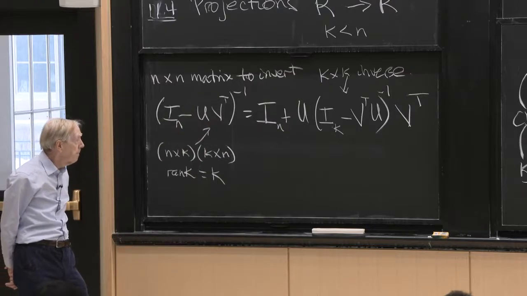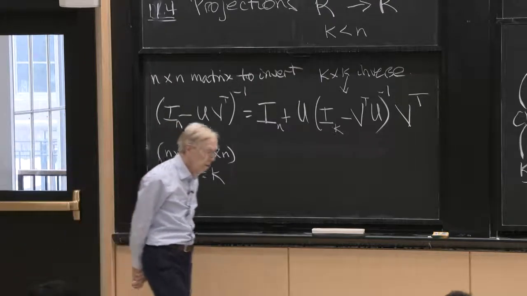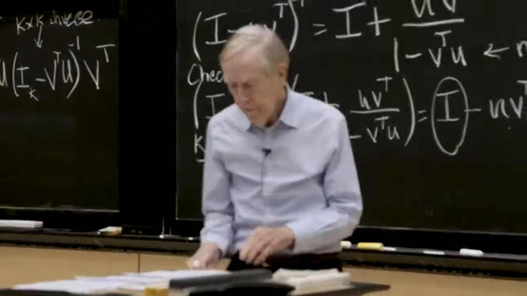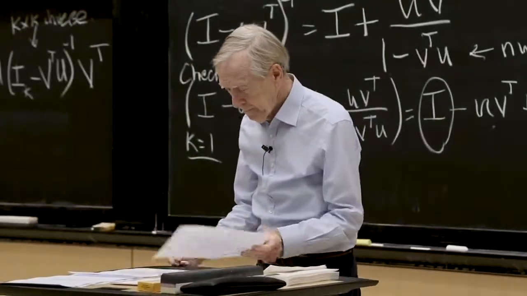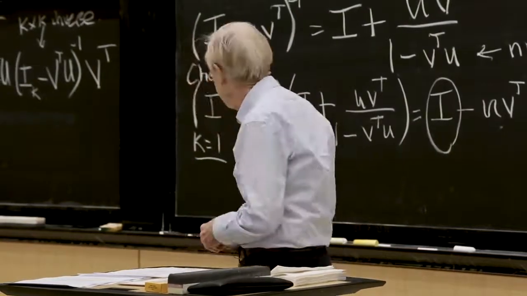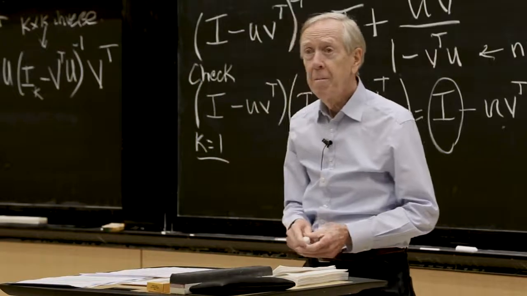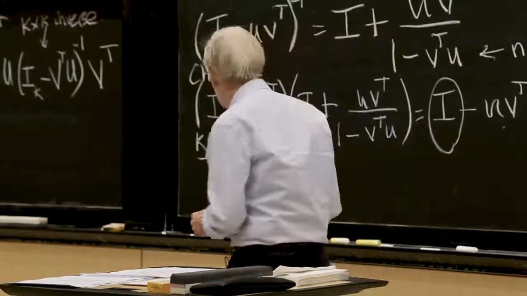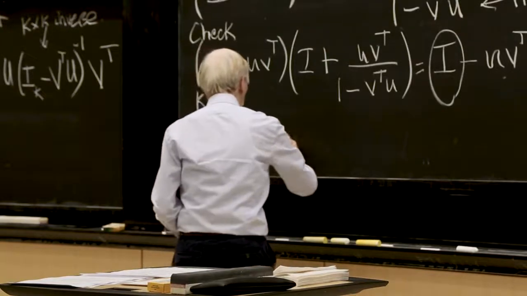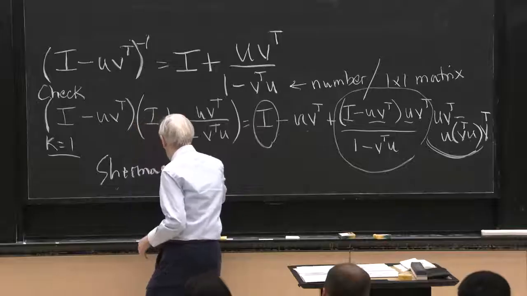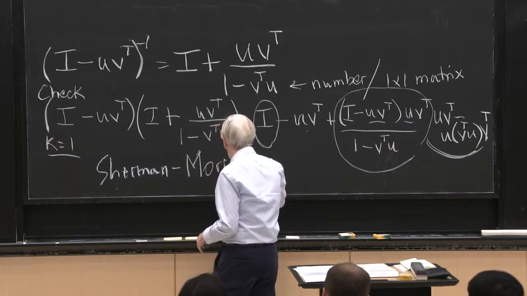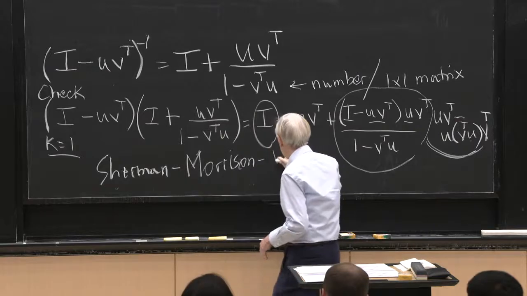I haven't given credit to the 2 or 3 or 4 or possibly 11 people who found this formula. And oh yeah, here are their names. Is it okay to make them famous by putting their names up here? Yes. Okay. Sherman. And I couldn't tell you who did what. Morrison, Woodbury.